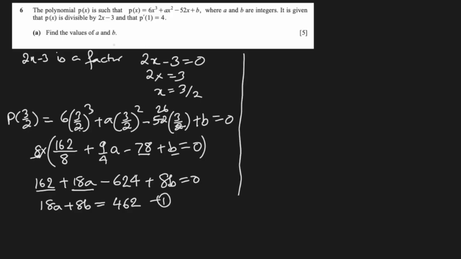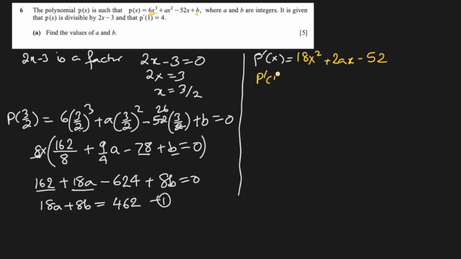Let's talk about the second. They have given second information: p prime 1 is 4. So first let's find p prime x. That will be the differentiation of the polynomial they have given. So in this one it will be 3 times 6, 18x squared. That's what the differentiation of this will be. 2 times a is 2a, so 2ax. 52x, so it will be just 52, differentiation of this one. And there is b also, but differentiation of a constant is always 0, so there is no need to write differentiation of b equal to 0.